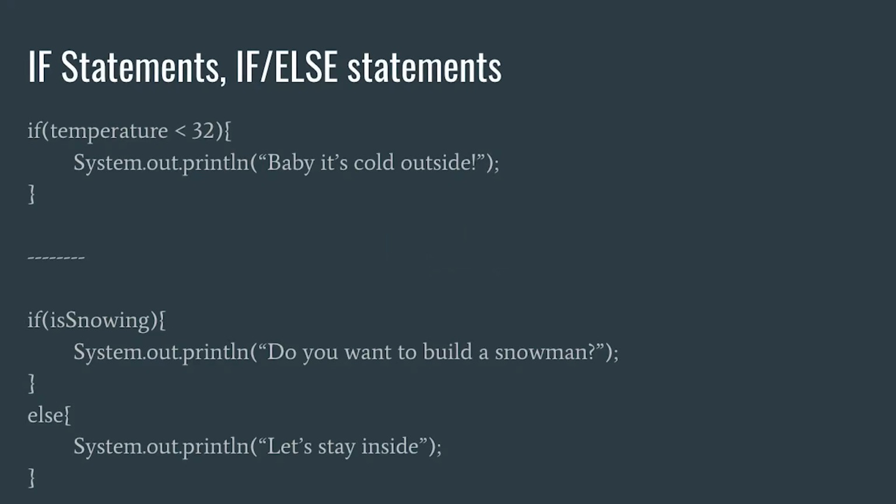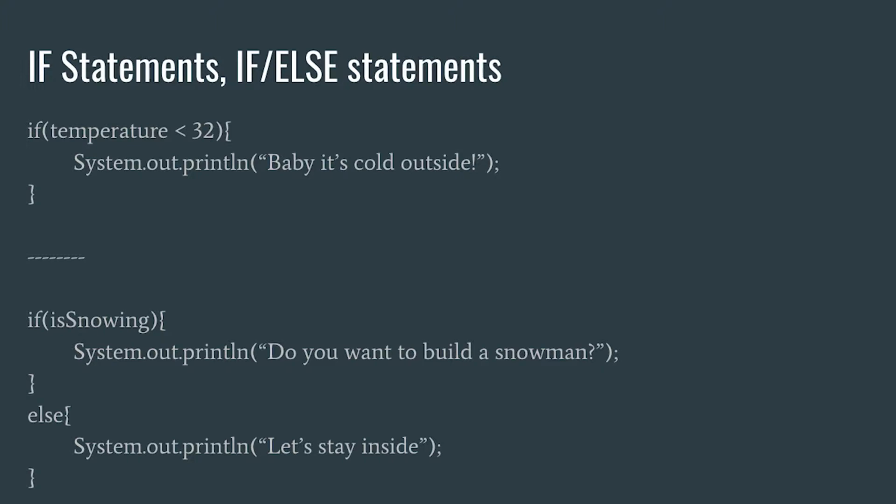So, if-else statements. We use these so that if something is true, we do one part of the code. Else, if something is not true, we do a different part of the code. Here are some examples. If the temperature is less than 32 degrees, we print out, "Baby, it's cold outside." If the temperature is more than 32, then we wouldn't print anything. In our second example, if it's snowing, if our isSnowing variable is true, we print, "Do you want to build a snowman?" Else, if it's not snowing, we print, "Let's stay inside."